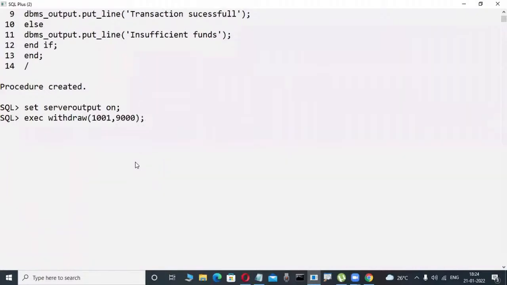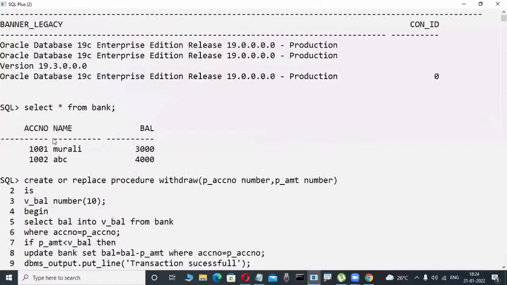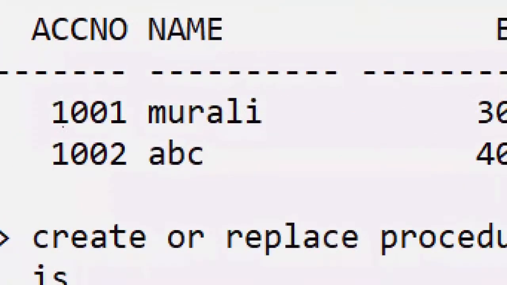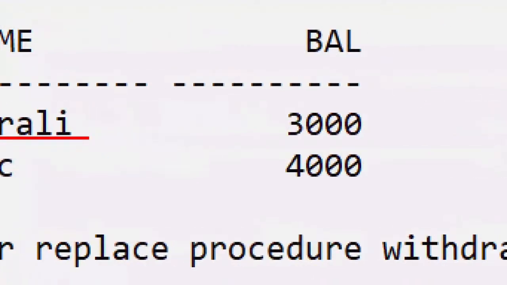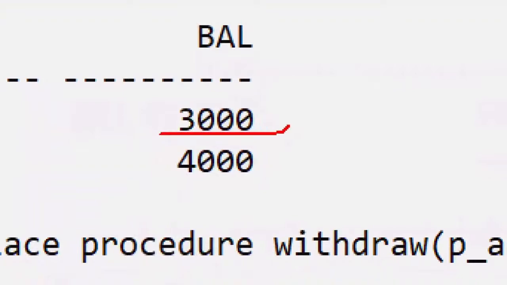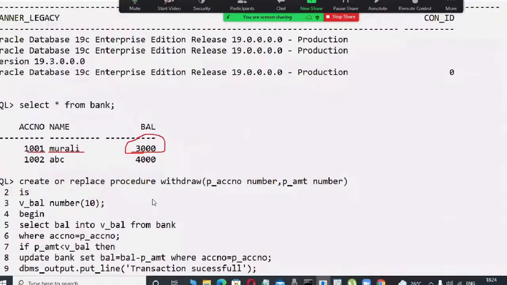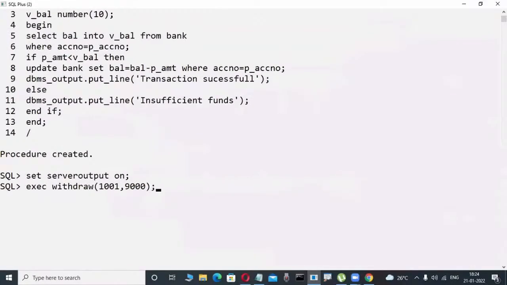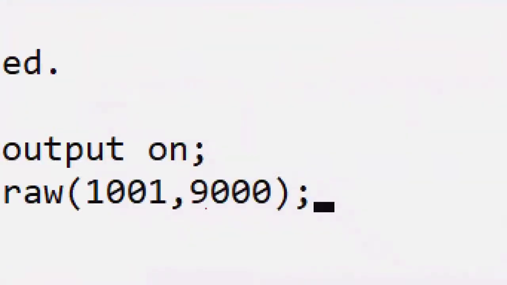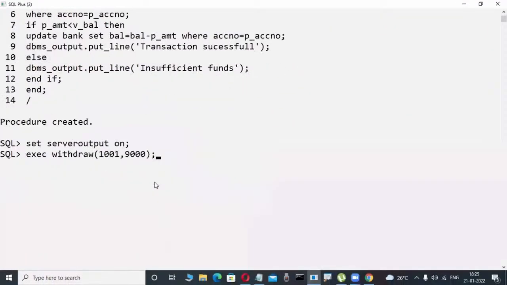Observe here, slowly, my account number in this table. Observe the scenario logically. 1001 is my account number, Murali is my name. Now, my balance is how much? 3,000. In my table, 3,000 is the current balance. My account number is 1001, but I try to withdraw how much? 9,000, because I'm writing this program, don't worry.